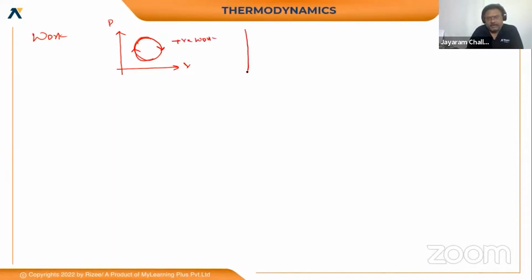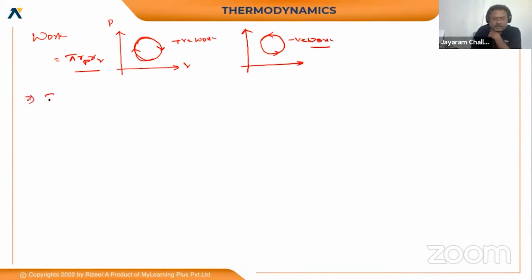The value of the work done in this case can be written as pi into the pressure radius into the volume radius. If they move in the other case, in an anti-clockwise sense, the work done will be considered negative.